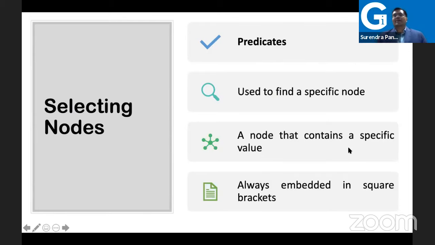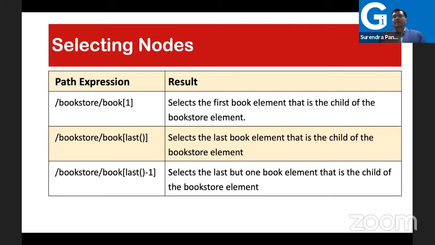A node that contains a specific value, like I want to access the first book. That's why here I'm selecting a specific value, not like all the books. Not generic. If you want to access the second, you have to say book[2] here. This is the way you access a specific element. That is what we call a predicate.